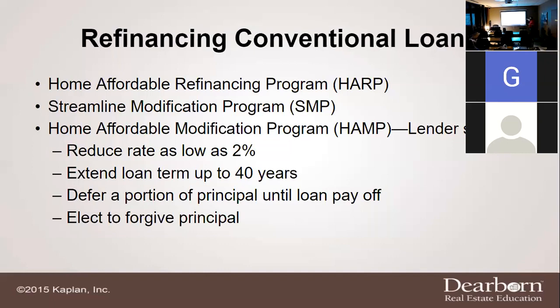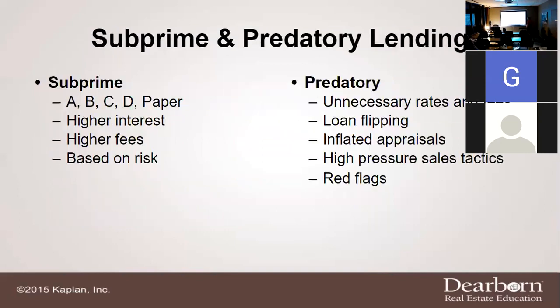So if you extend it out 40 years, what happens to payments? They drop. Okay? You can also defer a portion of the principal until the loan's paid off, or you can elect to forgive your principal. Okay? So there are these different programs that are out there.